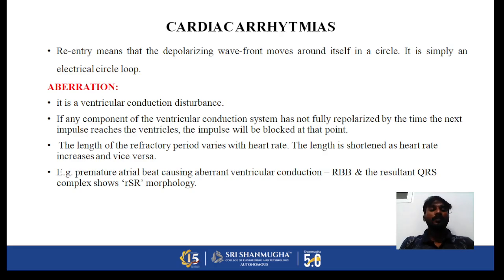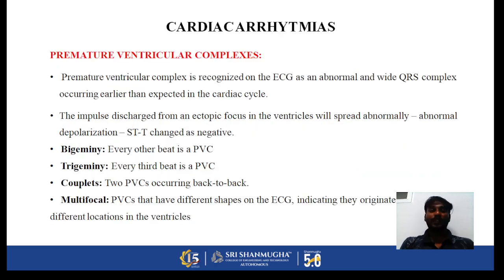If a component of the ventricular conduction system has not fully repolarized by the time the next impulse reaches the ventricles, the impulse will be blocked at that point. The length of the refractory period varies with the heart rate. The length is shortened as the heart rate increases, and lengthened as the heart rate decreases. Example: a premature atrial beat causing aberrant ventricular conduction, or right bundle branch block, and the resultant QRS complex. So the small r and capital S are the morphology. Here, the small r represents the positive deflection and the capital S represents the negative deflection.